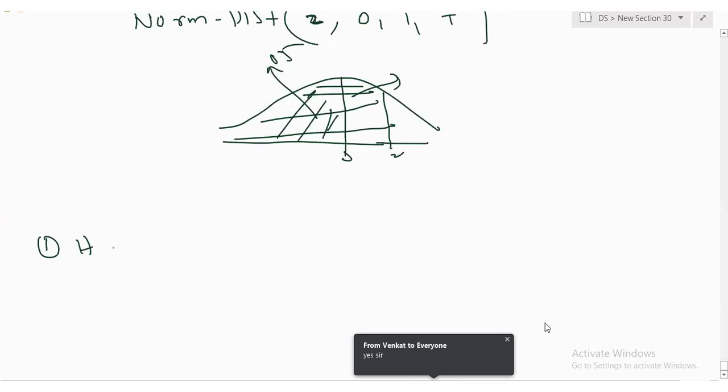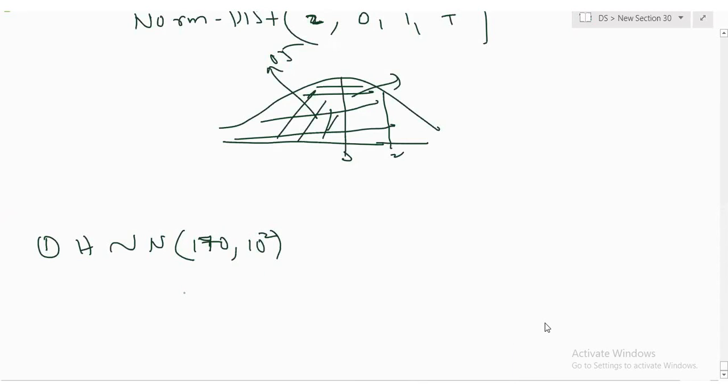Let's say height data, which follow the normal with mean 170 and standard deviation 10. Sorry, variance, right? 10 square. I want to find out how many people are going to be there between, find the probability of 180 to, this is height, right? 190 centimeters. How much is this area? What is the meaning of this?